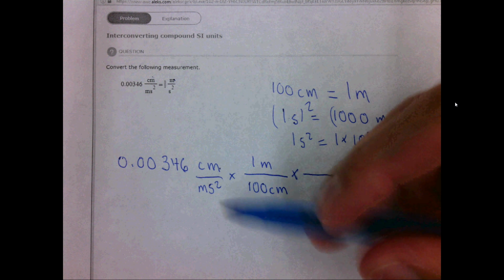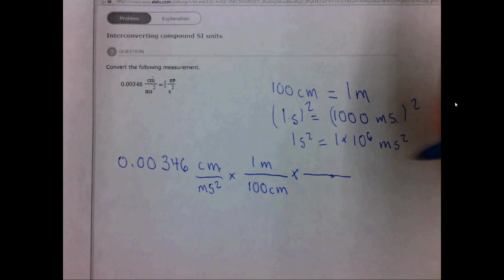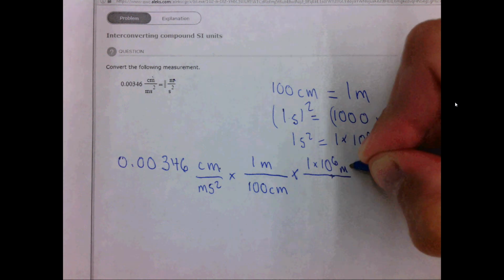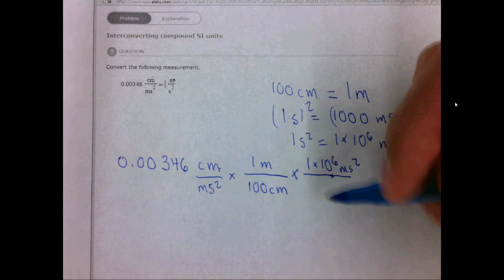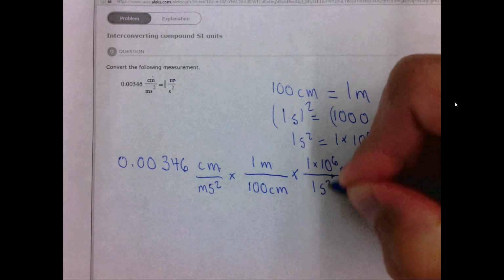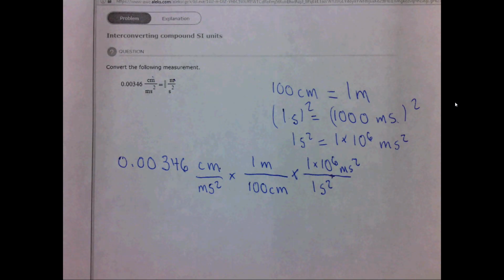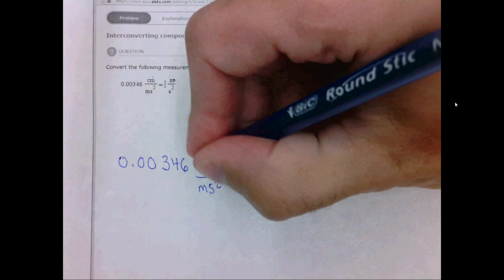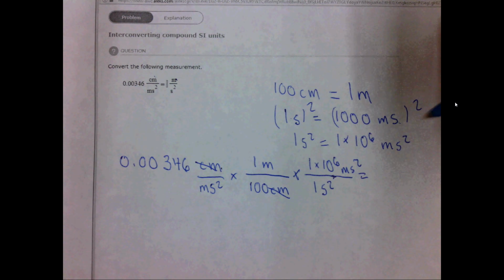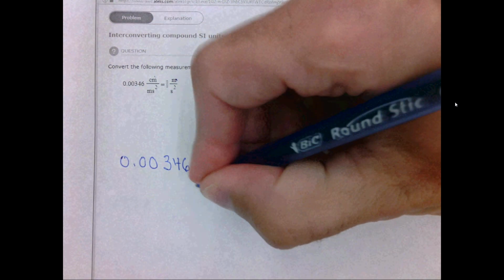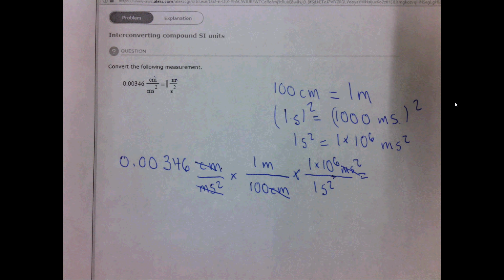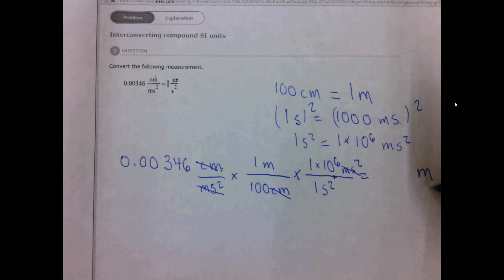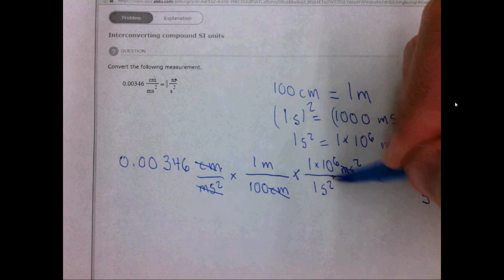In this case, I have milliseconds squared on the bottom, so I want to put 1 times 10 to the 6 milliseconds squared on the top to get this to cancel out, and 1 second squared on the bottom because that's the unit that I ultimately want. Now before we do the math, let's check the units. You see you have centimeters on top here and bottom here, so they cancel out. You have milliseconds squared on the bottom here and on the top over here, so they cancel out. And my units are going to be meters per second squared, the only 2 units that are left.